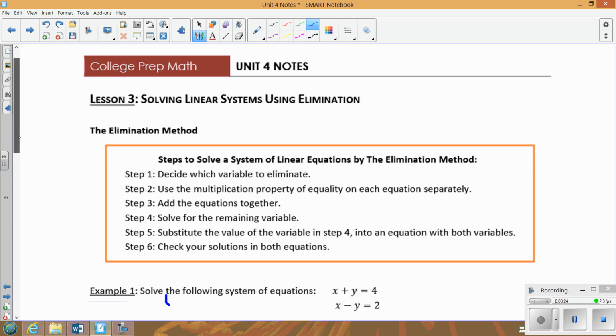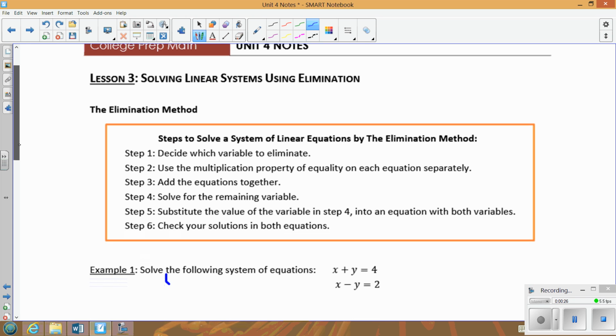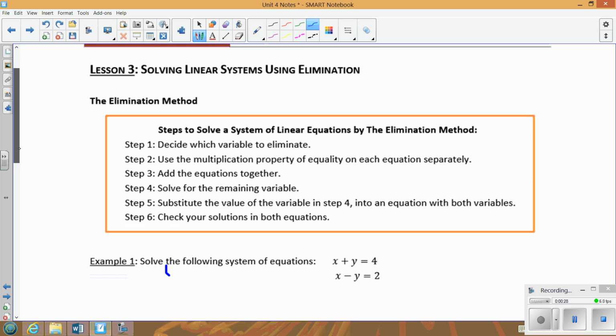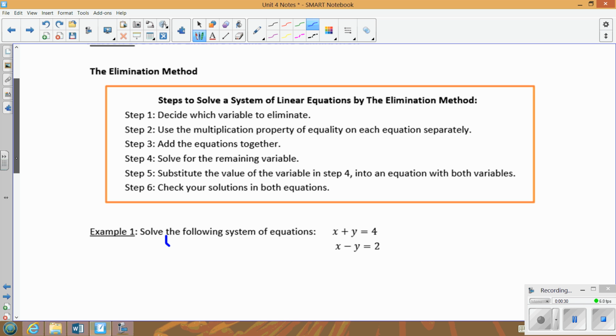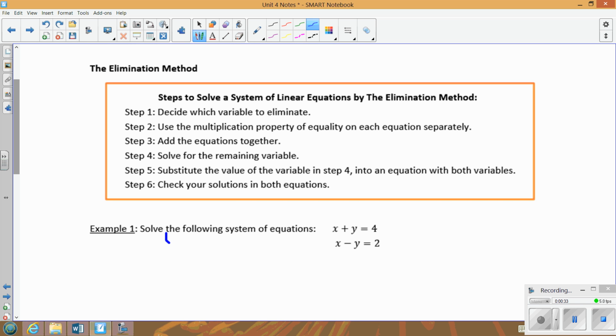I'm going to run through these steps as I do an example. We always have to decide which variable we're going to eliminate. Sometimes it won't matter. Sometimes there's an easier one. In the end, it doesn't matter which variable you choose. It's just sometimes one will be easier to eliminate than the other. Sometimes they'll both be the same difficulty to eliminate, so it won't really matter.